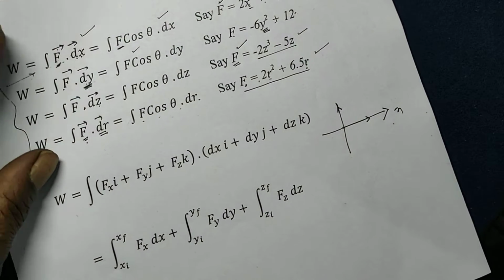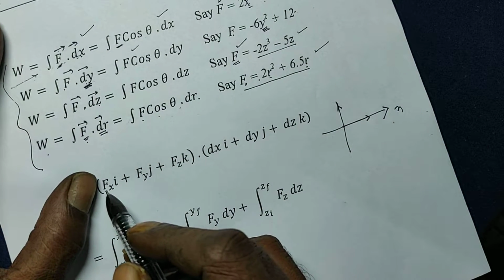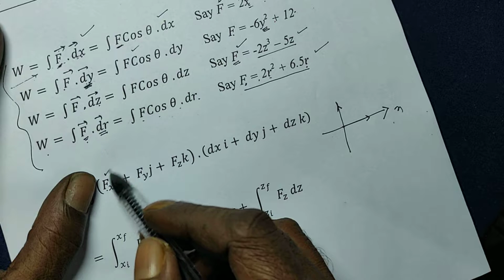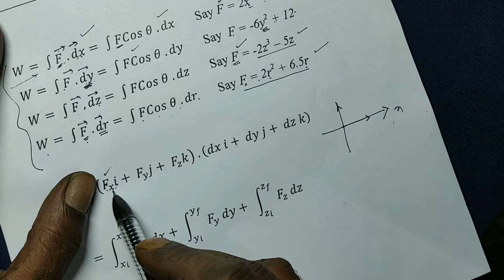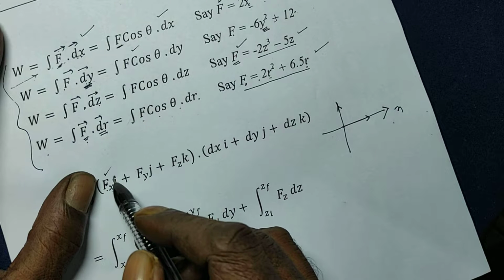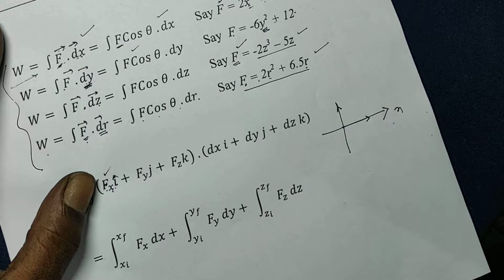Then you have to write that F as Fx I cap, which means this is the value of the force F along the x-axis, and I cap is a unit vector along the x-axis. If the force is in space, it will have three components, one along the x-axis, one along the y-axis, and one along the z-axis.